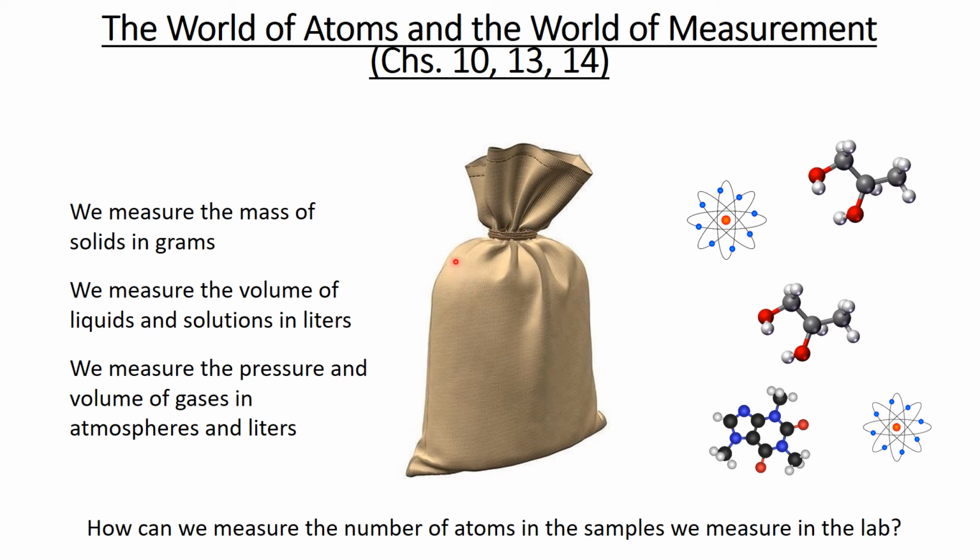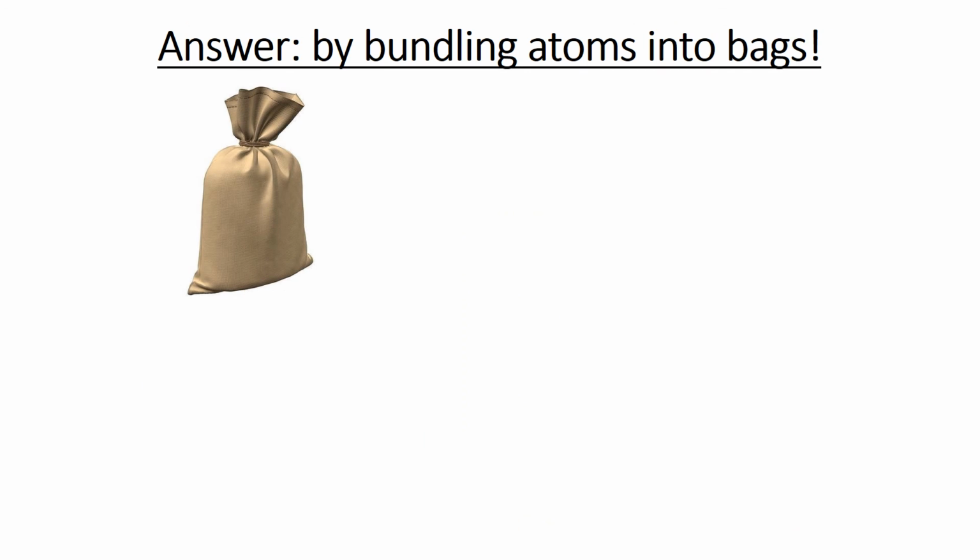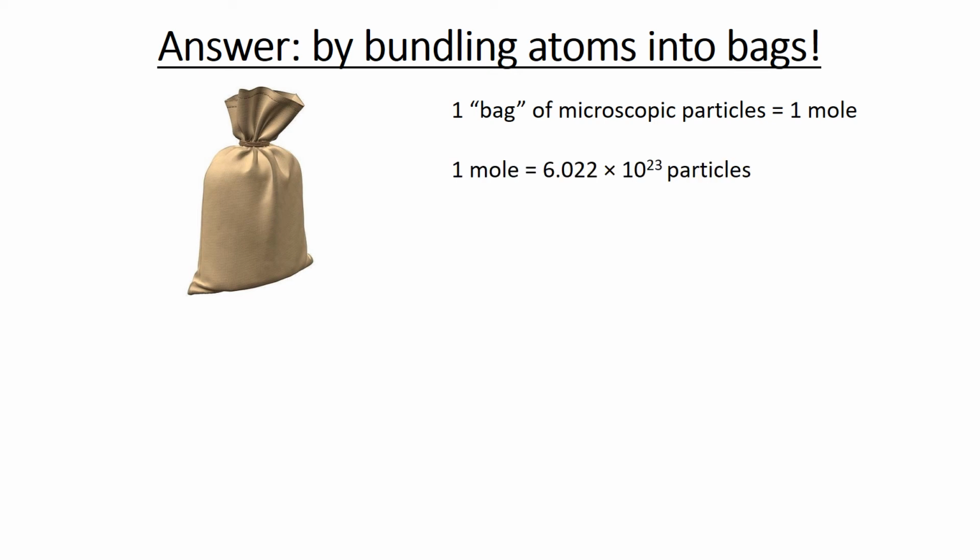What scientists end up doing is that they bundle atoms together in these very large bags, you can think. You bundle atoms into bags. One bag of any microscopic particle is what scientists call 1 mole. Now, one of these bags, or moles, contains 6.022 times 10 to the 23rd particles. That's 602 hexillion. It's a very, very large number of particles. And we don't really want to think about that number because it's a really, really big number that we don't want to try to count.